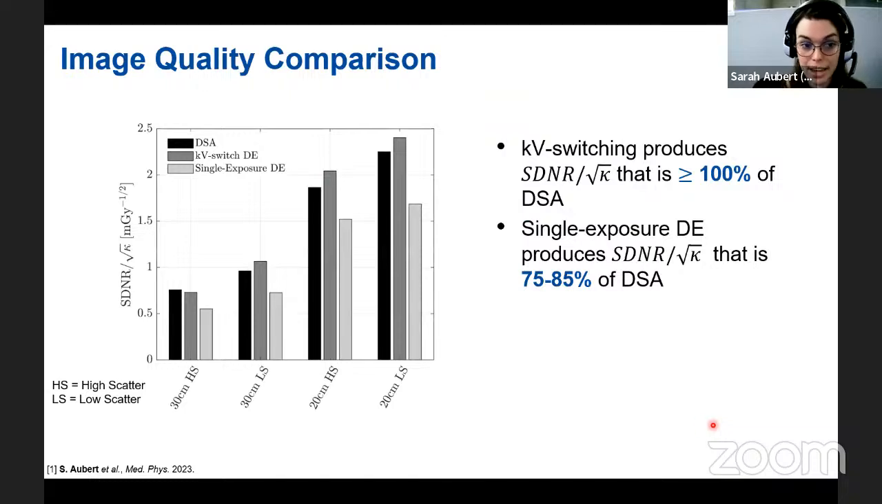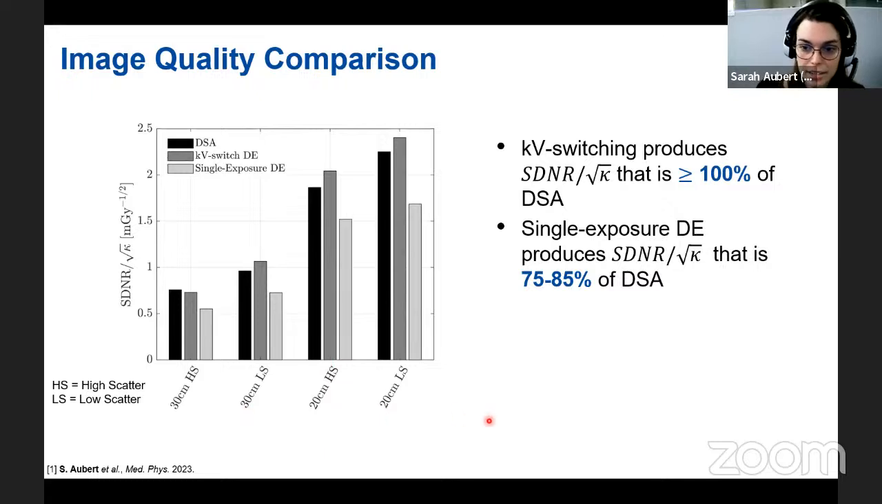This figure shows the SDNR per root kerma, so our figure of merit, for each thickness and scatter condition that we investigated for each of the 3 techniques. So we have our 30 centimeter phantom, our 20 centimeter phantom under high scatter and low scatter conditions, where here the first bar represents the DSA or the gold standard technique. The middle bar is our KV switching technique, and the last bar represents our proposed single exposure approach.